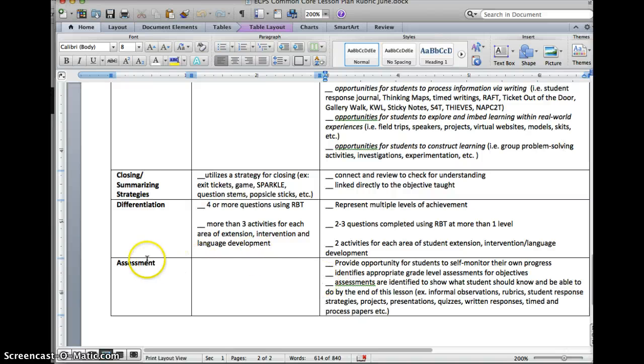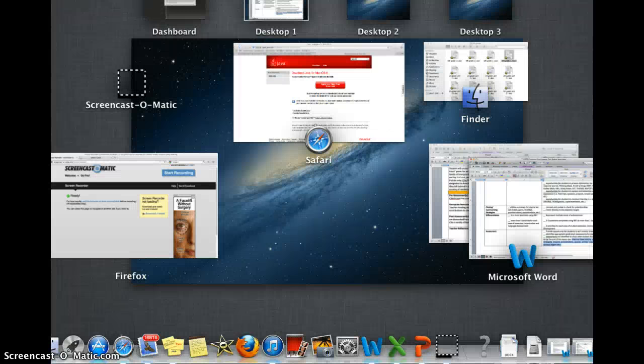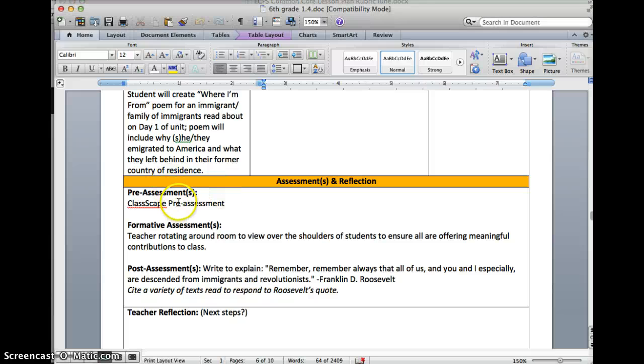The last thing is assessment, and it tells you the 1, 2, 3 things they're looking for here. You can see here informal quizzes, rubrics, student response strategies. Mine were pretty much the same. Pre-assessment was either a Classgate pre-assessment, maybe in CTE you could say elements pre-assessment. Could be simple as a KWL chart.